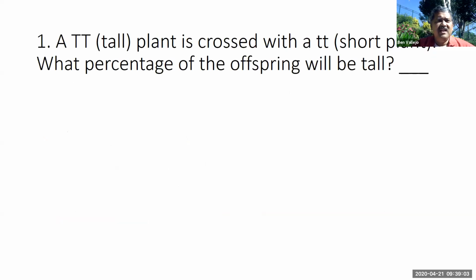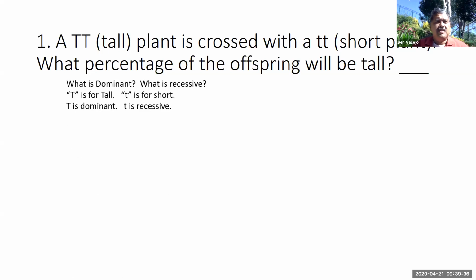Let's go to the first one. First one says, a big T plant is crossed with a little t plant. That is a short plant. Big T is tall. What percentage of the offspring will be tall? Remember, these are probabilities. This is not saying if you have 4 kids, one of them is going to be this. It's a probability for each and every separate possibility. Okay, so let's take a look.